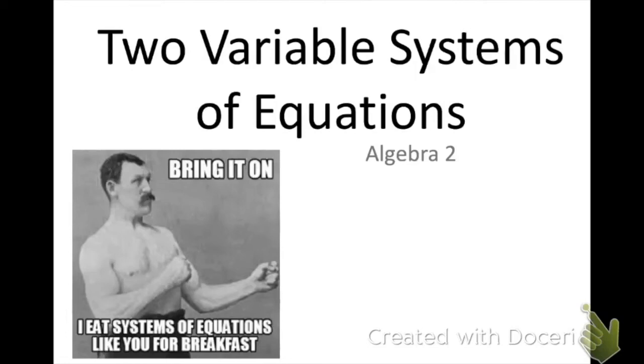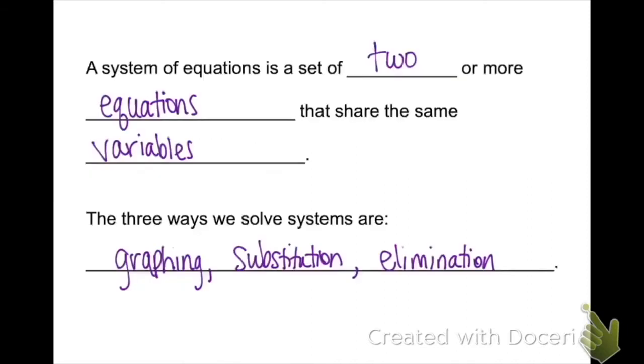Two variable systems of equations. A system of equations is a set of two or more equations that share the same variables. In this concept, we're just going to look at systems that have two equations. Later on, we'll look at systems that have three. The three ways that we are going to solve these are by graphing, substitution, and elimination.